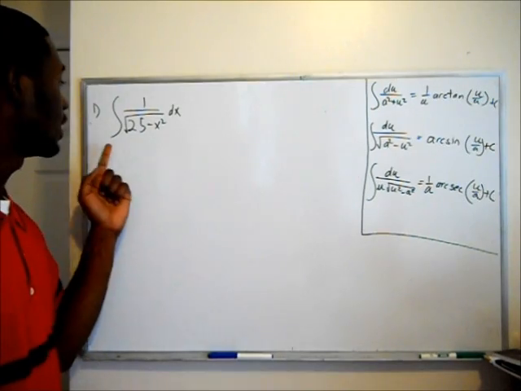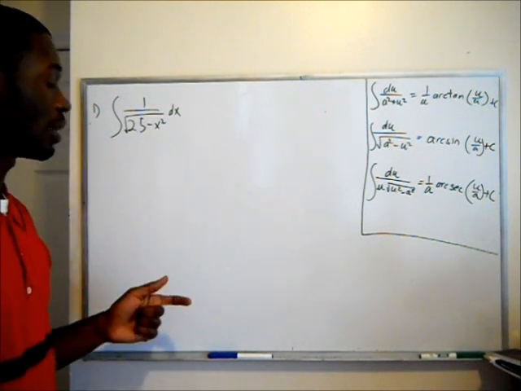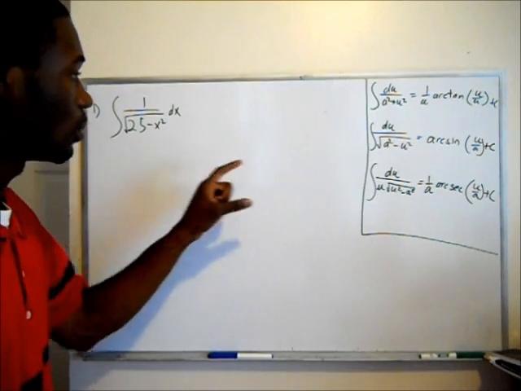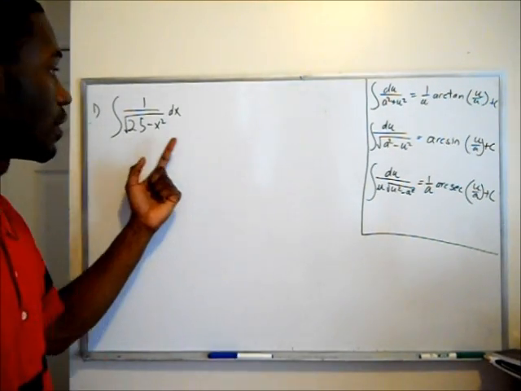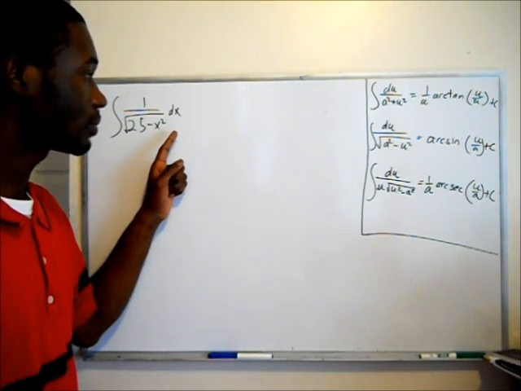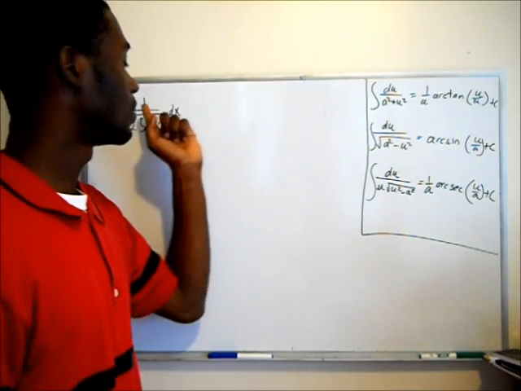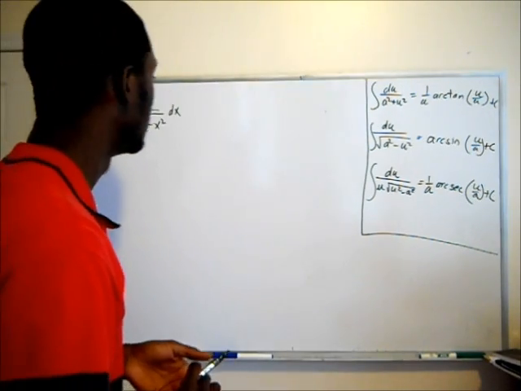For number one, we're given the integral of 1 over the square root of 25 minus x squared. And we have to relate this one to one of these over here. So it's a square root with a minus, so that's going to be arcsine. The way it works is the dx is the same as the du up top, so that's fine. I don't have to worry about that.